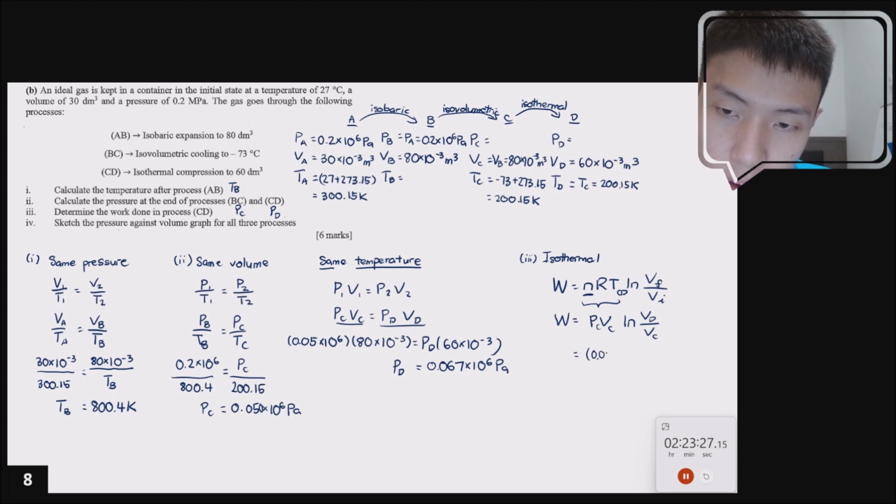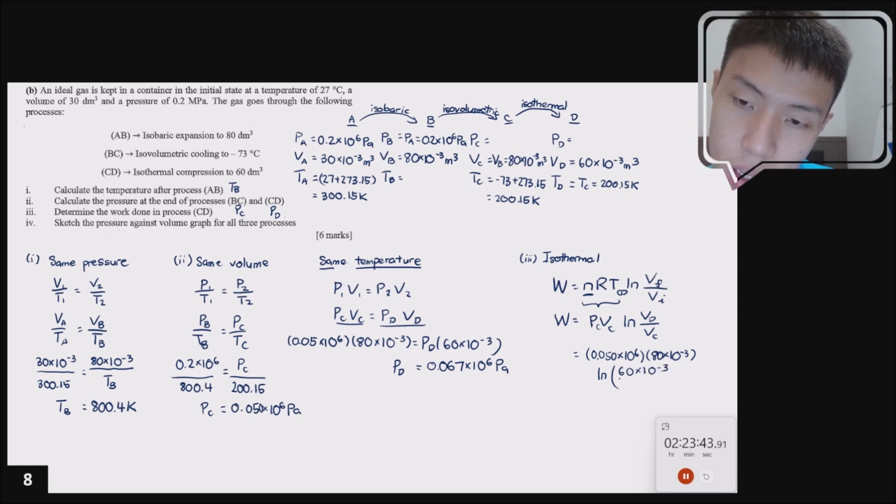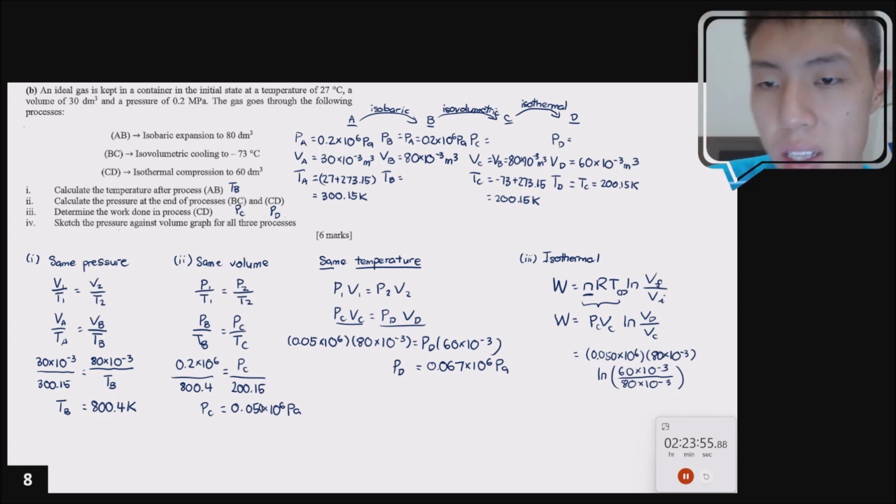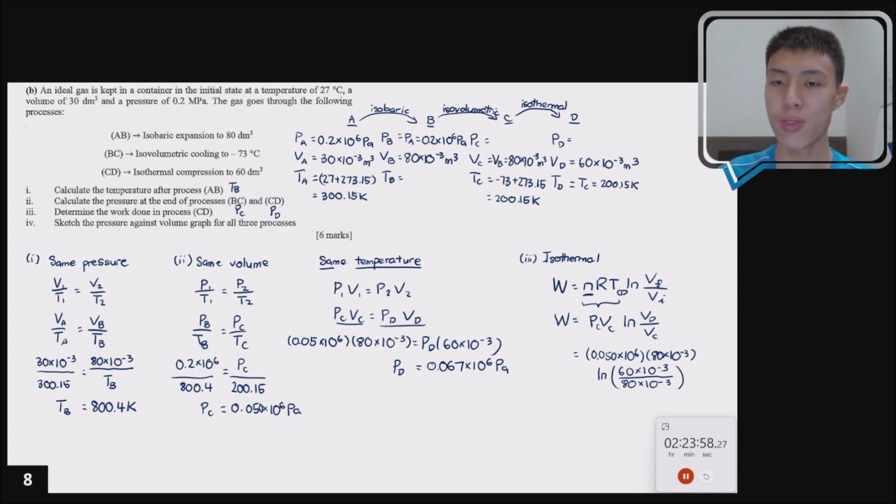Okay, so now substitute. 0.050 times 10 to the power of 6, volume is 80 times 10 to the power of negative 3, ln of VD, which is 60 times 10 to the power negative 3, over 80 times 10 to the power negative 3. I think this will be a negative answer because the volume decreases. Volume decrease means work done on the system, so negative work done. Okay, let's try to figure this out.